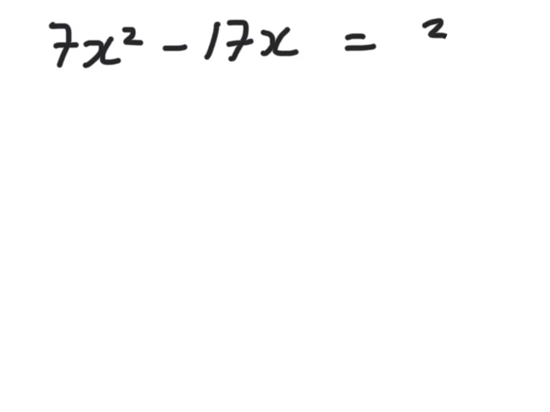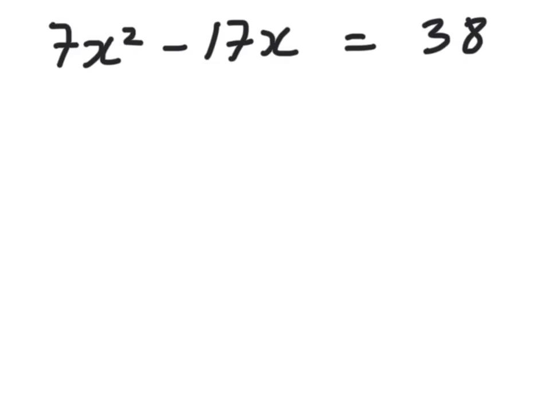Finally, let's have a look at an example of when it's not a good idea to use completing the square. Say, for example, we have 7x squared minus 17x equals 38. Alright, so imagine you've already tried to solve this by factoring. You've tried to sum on the product and it's not going to work. Or you've tried to sum on the product and you just can't figure it out.